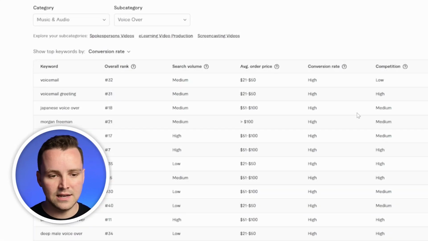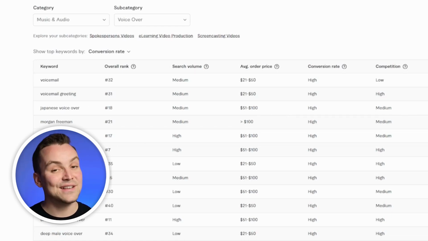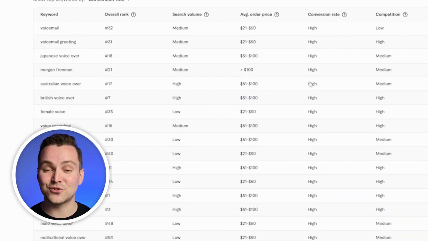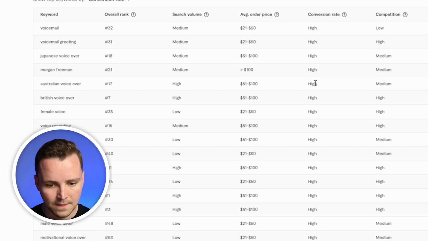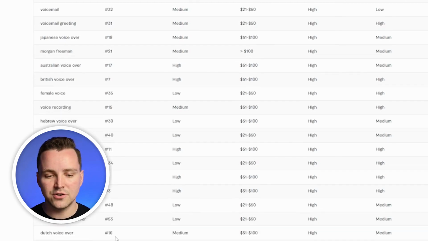Great opportunity here for guys in Japan or people that speak Japanese. You've got high conversion rate Japanese voiceovers with medium competition. Same with people that have an Australian accent as well. Again, medium competition, high search volume and a high conversion rate. So you Aussie guys, start making some gigs. And again, same down here with the Dutch. Medium competition. Great.